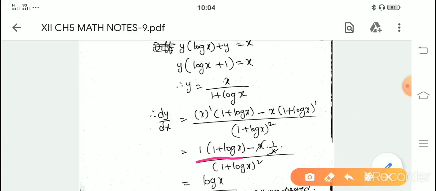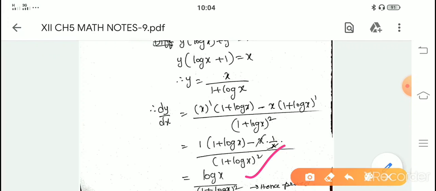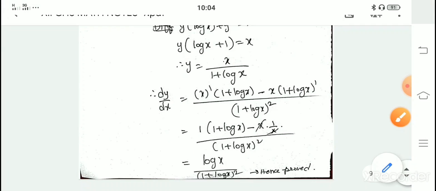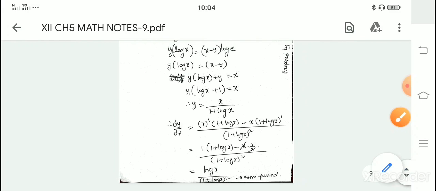So, 1 plus log x into 1 by x, because the derivative of 1 is 0 and the derivative of log x is 1 by x. x and x cancel, minus 1 plus 1 cancel. So finally you get log x by 1 plus log x whole square, hence proved. See, proved. Understood? That is the question.